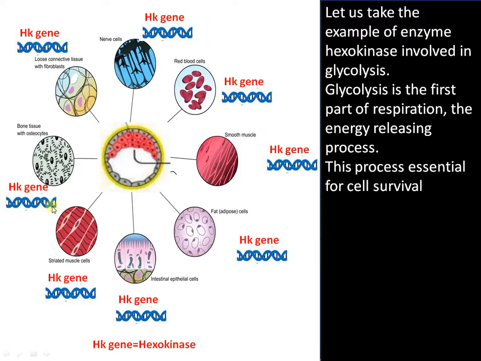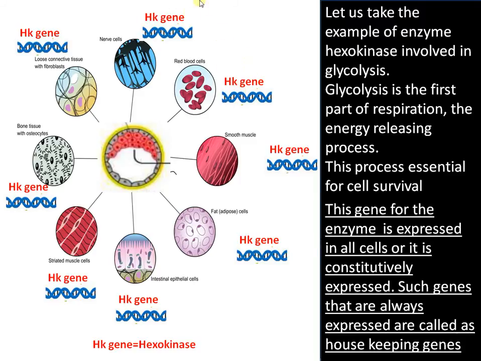So you can see in all these cells, bone cells, nerve cells, RBC, smooth muscle cells, all these cells have this gene hexokinase that is involved in glycolysis, converting glucose to glucose 6-phosphate in the first step. This gene is expressed in all these cells, or these genes are constitutively expressed irrespective of the condition. Such genes that are always expressed are called housekeeping genes.